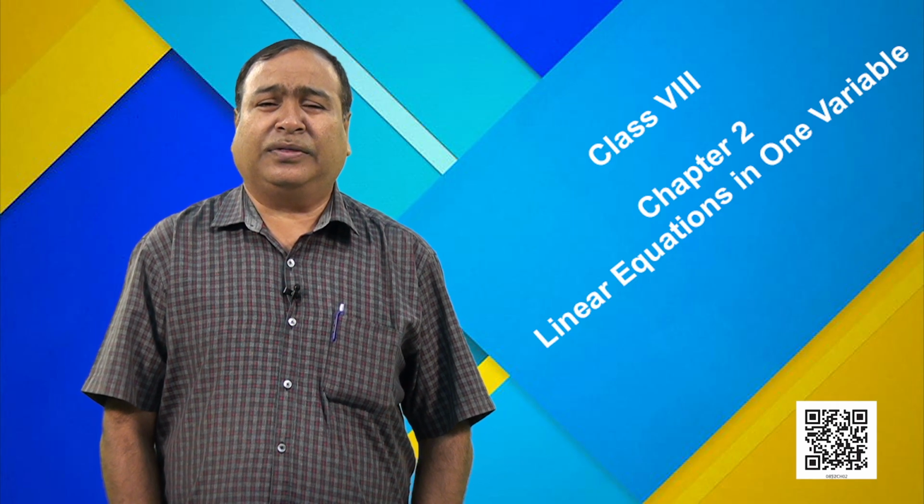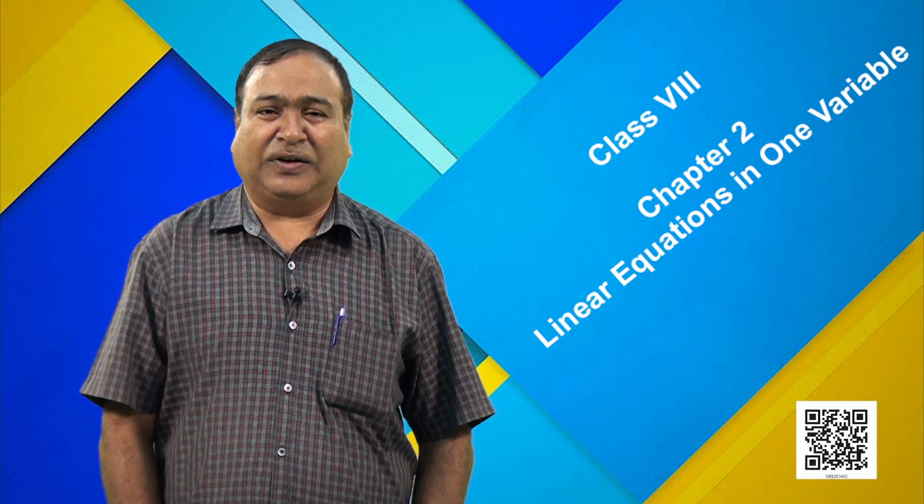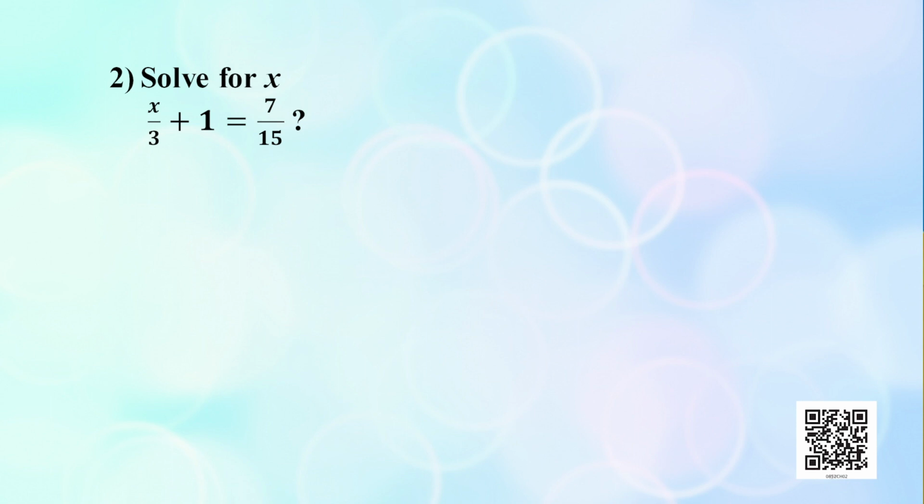Now, let us try to solve one more problem. It is given as follows. Problem 2, solve for x, x/3 + 1 = 7/15. In the last step, we observed that we have to operate certain numbers on both sides. At the same time, if you want to remove that constant, we can transpose it from the left hand side to the right hand side also. Note that when such a transpose happens, the sign is changed for addition or subtraction, but for multiplication and division, the sign will not change.